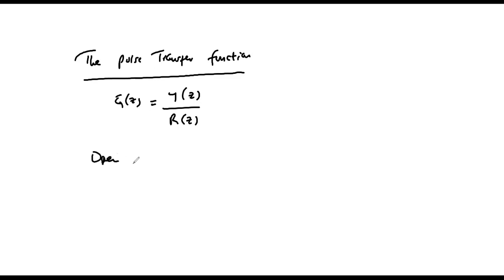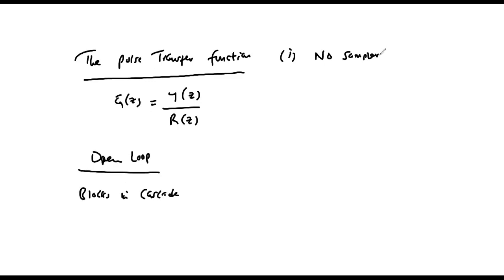For the open loop pulse transfer function, we can have blocks in cascade. When you have blocks in cascade, we can have a sampler between the blocks and at times no sampler between the blocks. If there is no sampler between the blocks, you can have a system represented as follows.